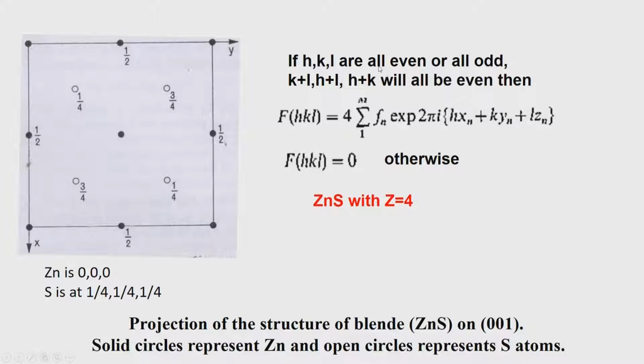So the H K L values like 111, 222, 333 or combinations of other kinds of odd values, like 314, cannot be there. 313 yes, 226 yes, 221 no. So such absences will develop. This is the statement: if H, K, L are all even or all odd, then the values of H plus K, K plus L and H plus L will all be even, and then you get this systematic absence. So this is the way you have to look at it.